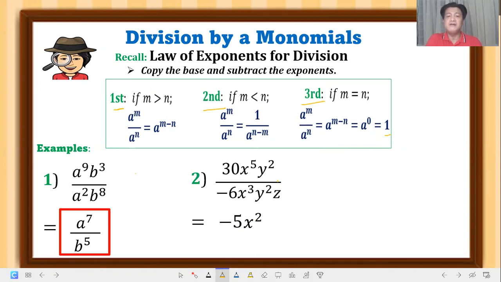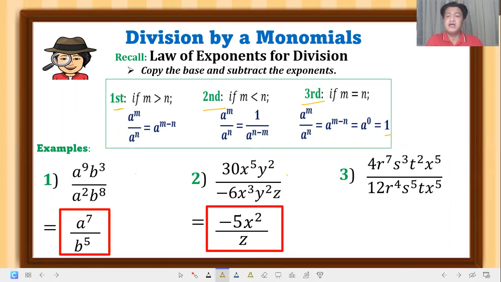Okay, dito tayo sa z. Paano yung z? Wala naman akong same base sa numerator. Kapag wala, syempre di pwede i-divide yun. So, ikakopy mo lang siya. Kung saan siya nandoon sa denominator, doon din siya ilalagay. Kaya we have this quotient, negative 5 x squared over z. Okay, I have here number 3.